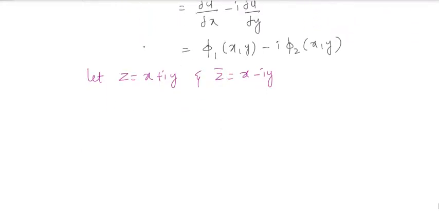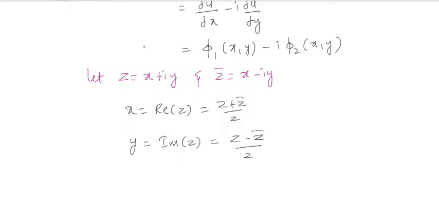X is your real part. So from that, x is the real part of z, which is nothing but (z plus z bar) by 2. Then similarly y is nothing but the imaginary part of z, which is (z minus z bar) by 2i.